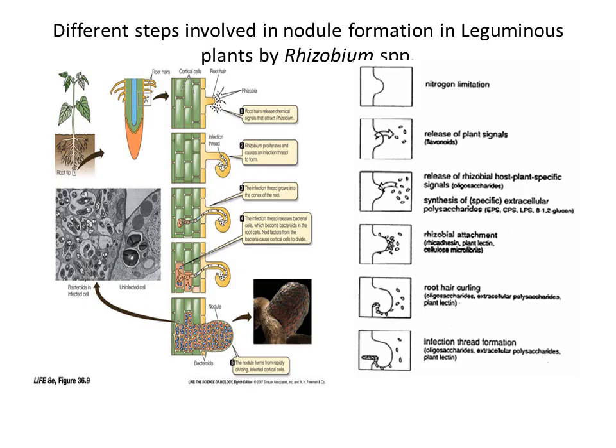So again, this diagrammatic representation may also be useful to understand better. The different steps involved in the formation of nodules in leguminous plants by Rhizobium species go on like this.